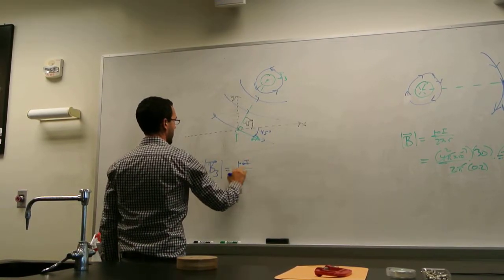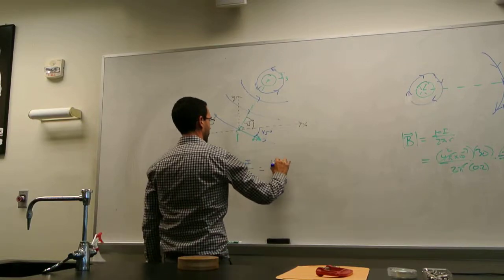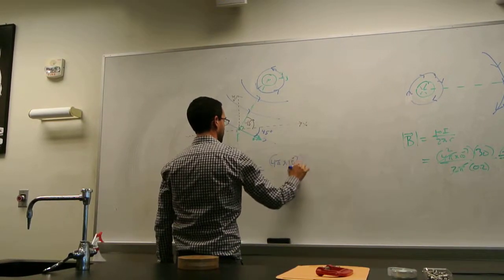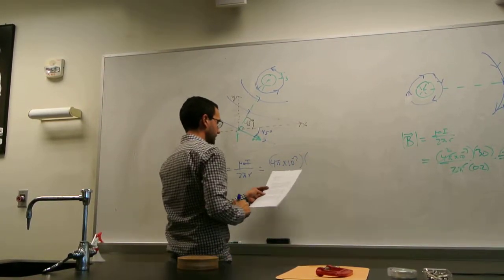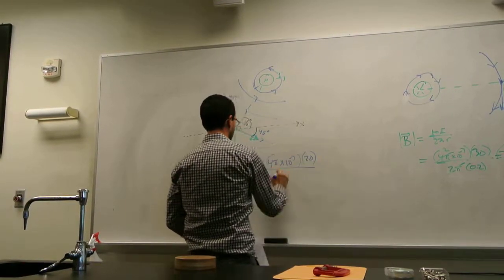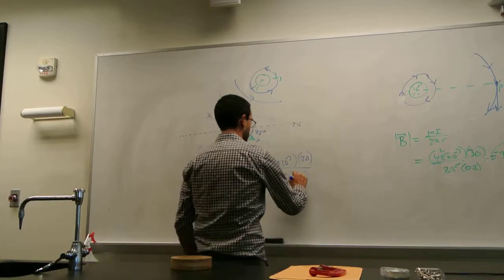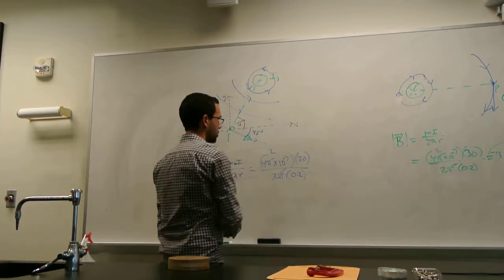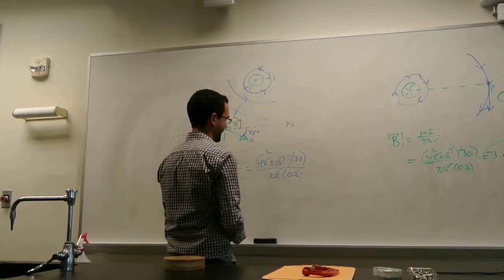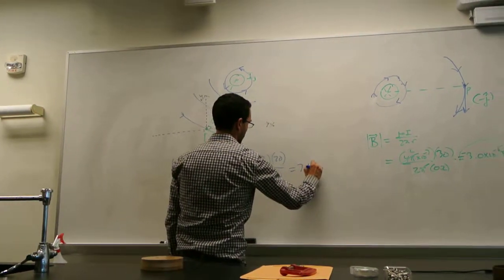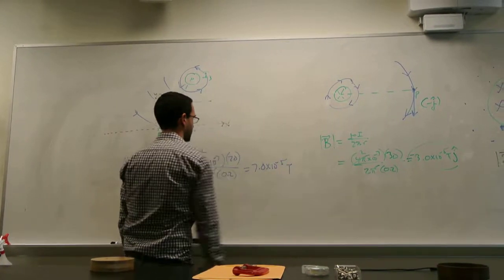That's going to be mu naught I over 2 pi r. So 4 pi times 10 to the minus 7. What's my I there? 70? Yes. Divided by 2 pi times the radius, and the radius is 0.2 again. Yep. So that's 7 times 10 to the minus 5 Tesla.